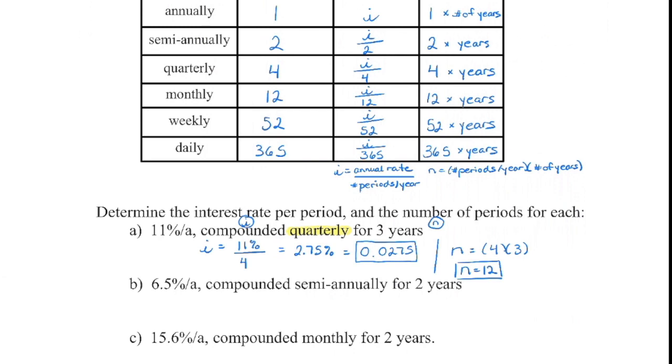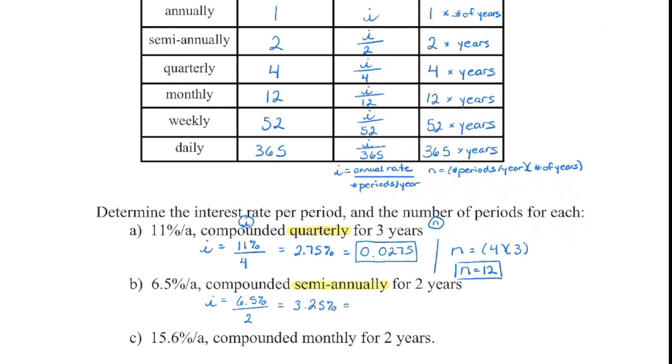Okay, so let's try the second one. So 6.5% per year, compounded semi-annually. So first thing you're going to do is really pick out what is the compounding period and highlight that. Semi-annually, you can refer to your chart. We know that's twice a year. So to get the interest rate, we're going to take that 6.5% and divide it by the number of times we're compounding per year, which in this case is 2. 6.5% divided by 2 is 3.25%.